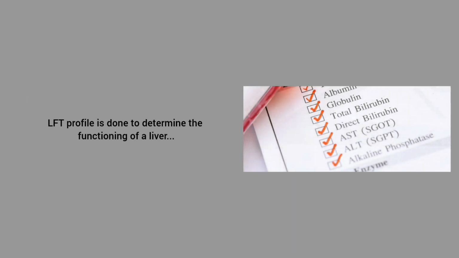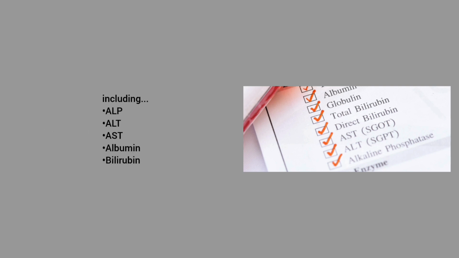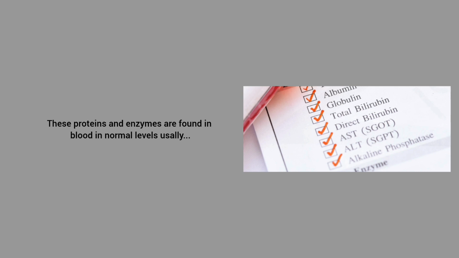LFT profile is usually done to determine the functioning of a liver by the estimation of liver enzymes and proteins, including ALP, ALT, AST, albumin, and bilirubin, etc. These proteins and enzymes are found in blood in normal levels usually, but exceeded when there is any abnormality in the liver or hepatocytes. Let's proceed towards parameters of liver profile.